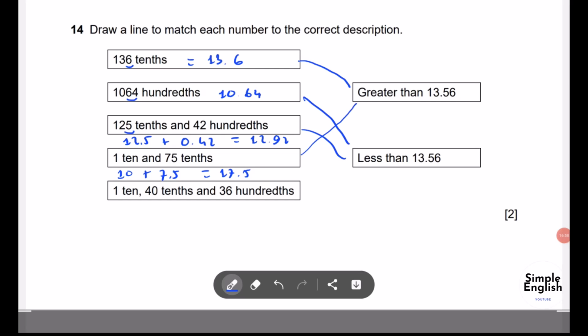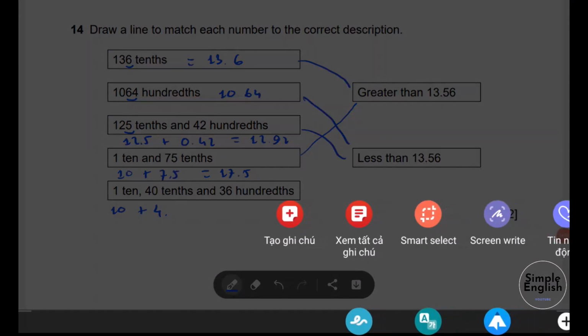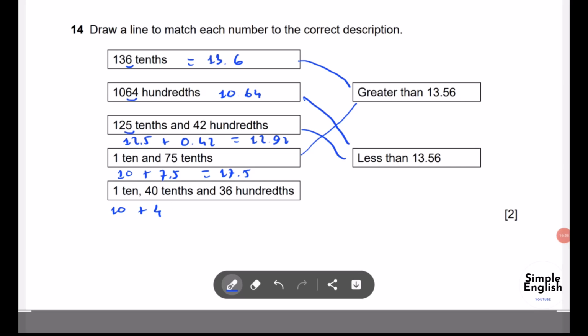The last one, 110, this means 10. 40 tenths must be 4, right? That means 4.0, so we remove the 0. And then the 3600 means 0.36. So that equals 14.36. 14.36, of course, is greater than 13.56, right?